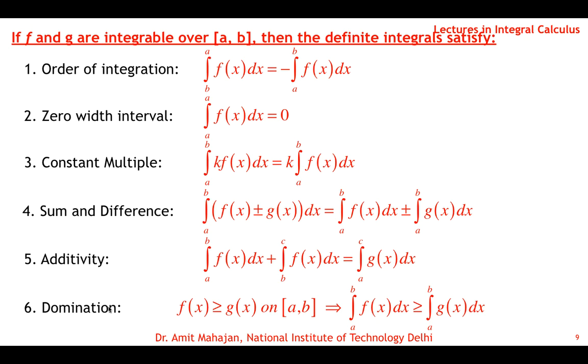The domination result says that if f(x) is greater than or equal to g(x) throughout the interval [a, b], then the integral of f(x) from a to b is also greater than or equal to the integral of g(x) from a to b. So if the function is bigger than the g(x) curve for all points in [a, b], then the corresponding integral over [a, b] is also bigger than the corresponding integral of g(x).